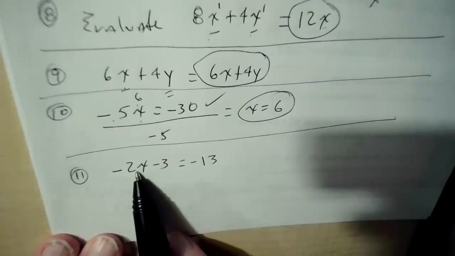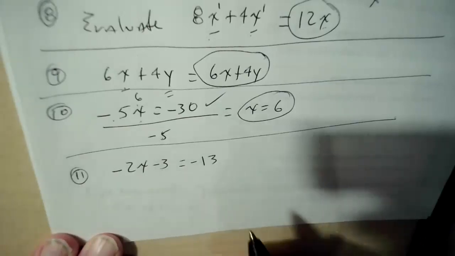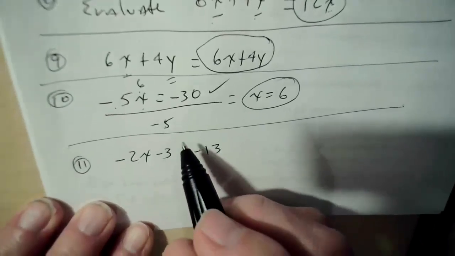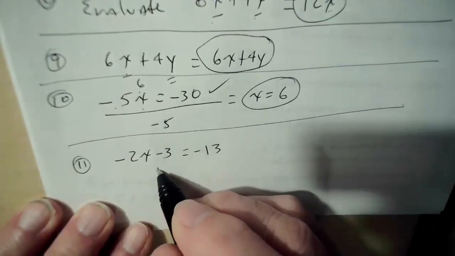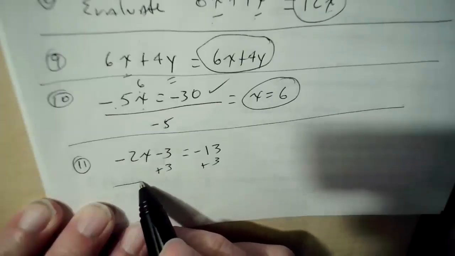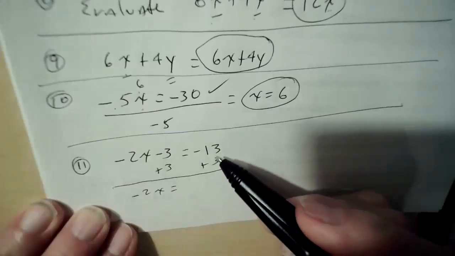Now we have multiplication here and subtraction here. So we're going to get rid of the addition subtraction first and just do the opposite of whatever it says. If it says -3, we're going to add 3. So we get -2x equals.